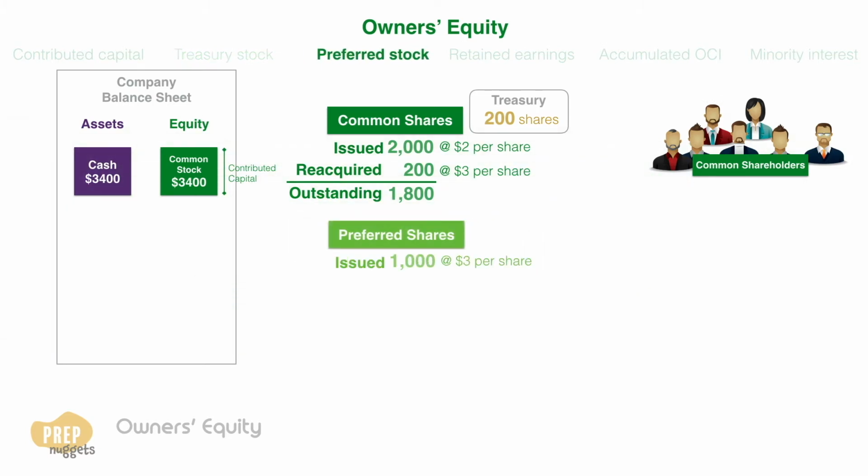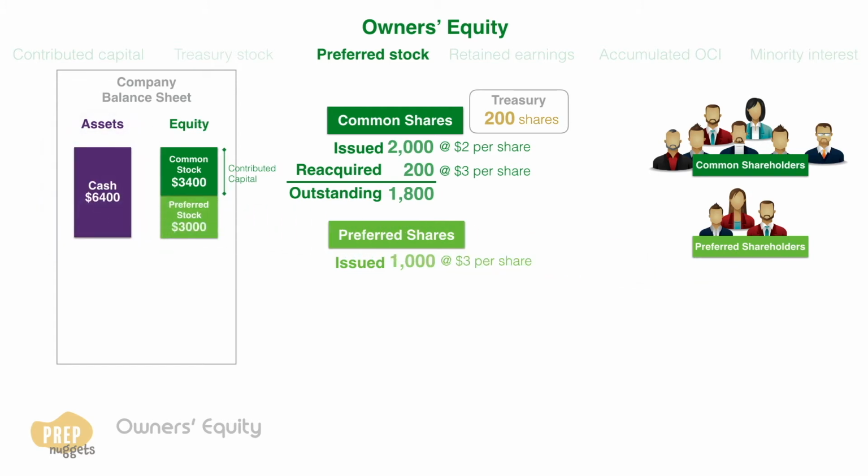Say the company now decides to raise additional capital through preferred stock. It issues 1,000 shares of preferred stock at $3 each. The company receives $3,000 in cash and $3,000 preferred stock is created under owner's equity. Preferred stock has certain rights and privileges not conferred by common stock. For example, preferred shareholders are paid dividends at a specified rate, usually expressed as a percentage of par value, and have priority over the claims of the common shareholders in the event of liquidation.